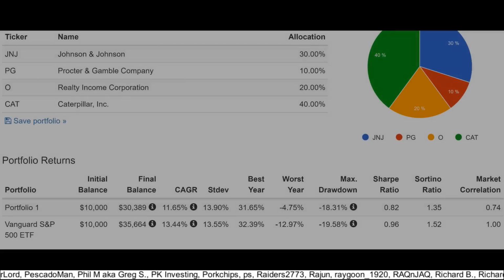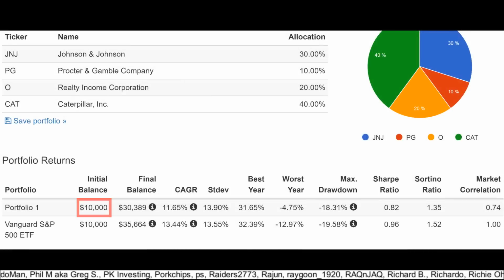Now when we analyze the portfolio, we see that our $10,000 grew to $30,389 in 10 years, which means it had an 11.65% annualized return and thus underperformed the market, which we already saw had a 13.44% annualized return. Of course, realize that just because a stock has had a good historical return doesn't mean it will continue to do so in the future. Before you ever invest in a stock, you should understand why a company has performed well historically, as well as create a thesis as to how you think they'll perform going forward.